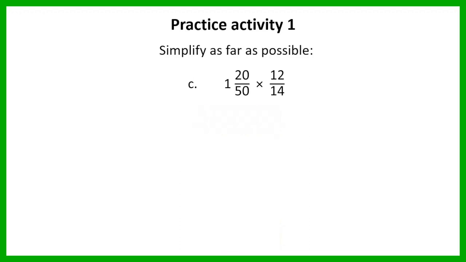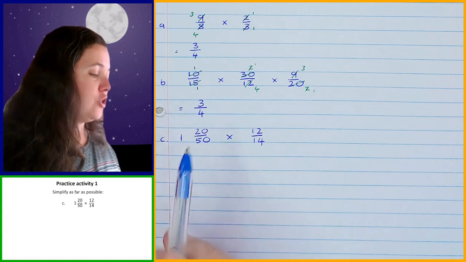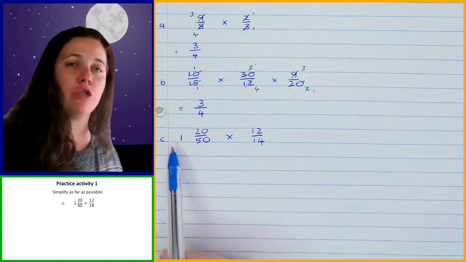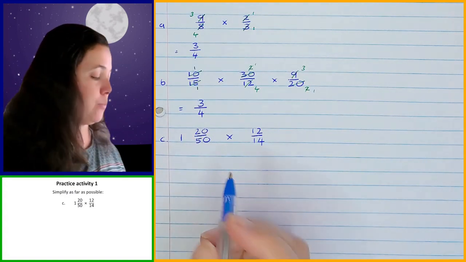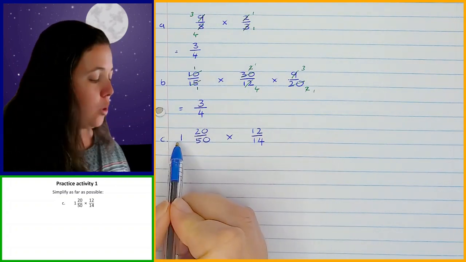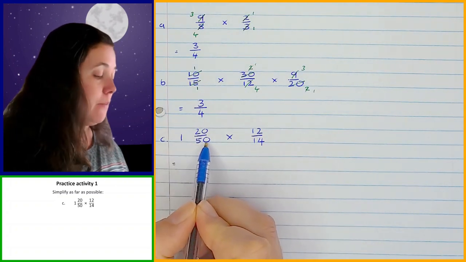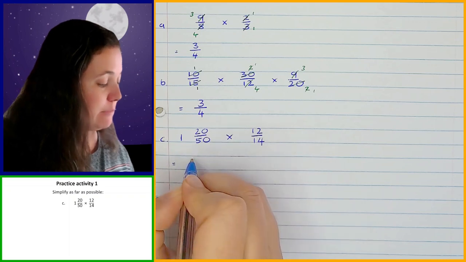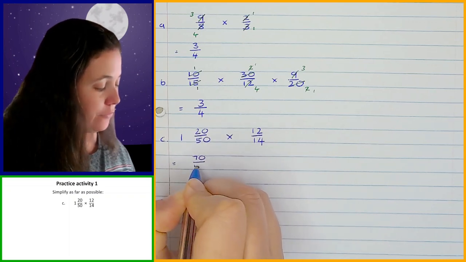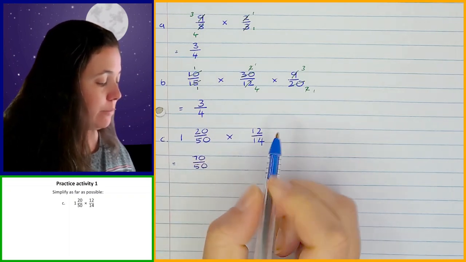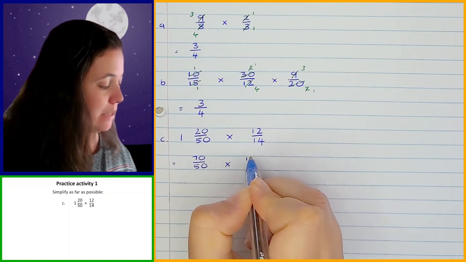Okay, so let's go through that example. So the very first thing you had to do with this one was change this fraction, which is a mixed number, into an improper fraction. So I'm going to say 1 times 50 is 50 plus 20 is 70. So that gives me 70 over 50. And then this is already not a mixed number, so I can just keep it as it is, times 12 over 14.